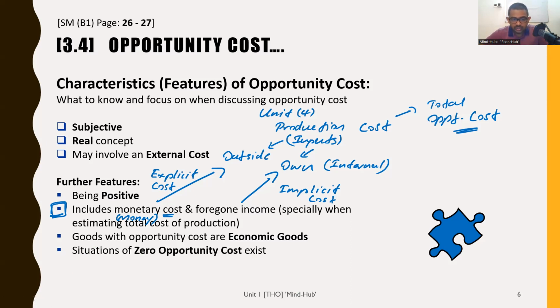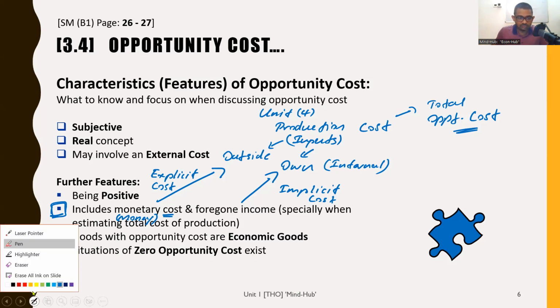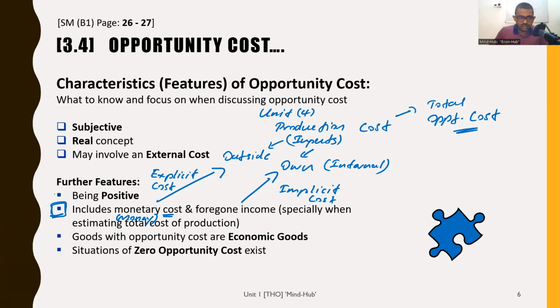Goods with opportunity cost are economic goods. There are situations of zero opportunity cost. We will learn those. Can I just touch on this? We say whenever there is an opportunity cost, being positive. So I'm going to just write it this way and finish it off. It's very simple. I don't want you to overthink. I'll give a small thing to remember also there, an easy way to remember.